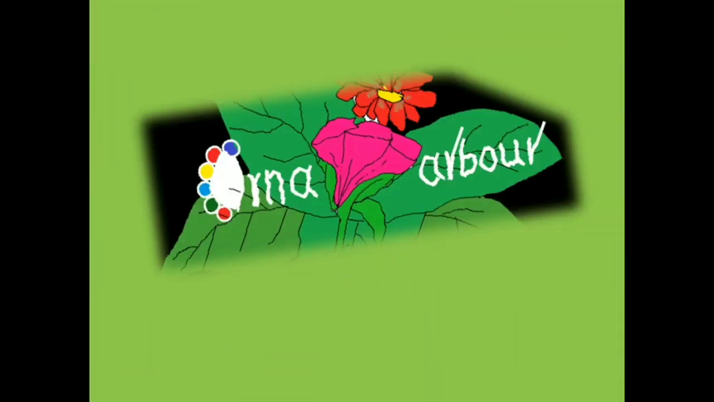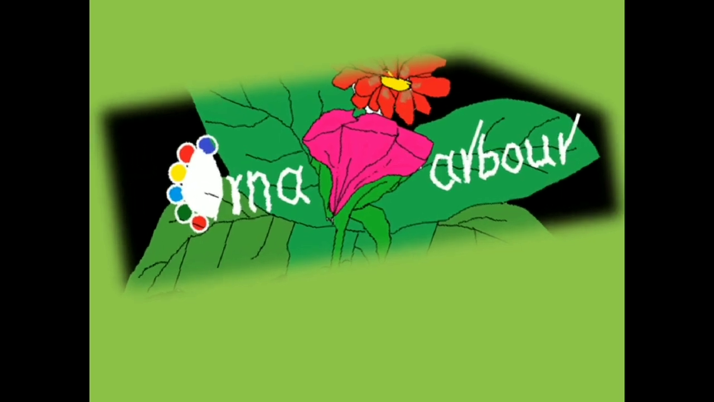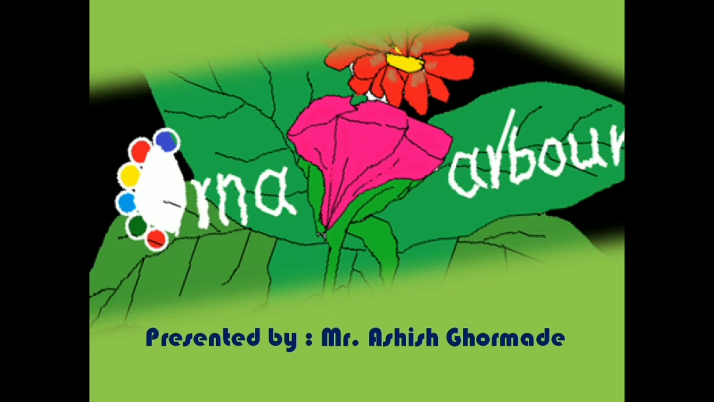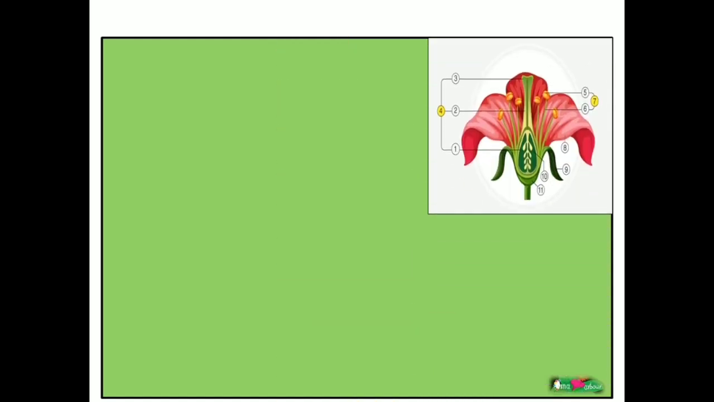This is Ashish once again appearing for you, and this time I brought some advanced and important terms related to floriculture. So let's start from floral parts. Here you can see one image, and in that image you can observe some numbers. Those numbers indicate floral parts.